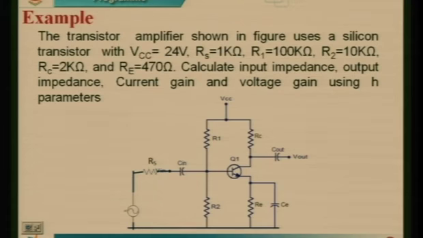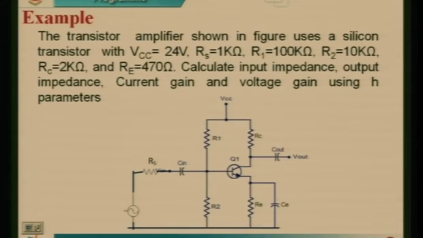Today's session will discuss an example of a complete analysis of an amplifier using h parameters, followed by an approximate analysis of an amplifier using h parameters. For example, the transistor amplifier shown in the figure uses a silicon transistor with VCC 24 volts, RS 1 kilo ohm, R1 100 kilo ohms, R2 10 kilo ohms, RC 2 kilo ohms and RE 470 ohms. Calculate various gains, input impedance and output impedance using h parameters.